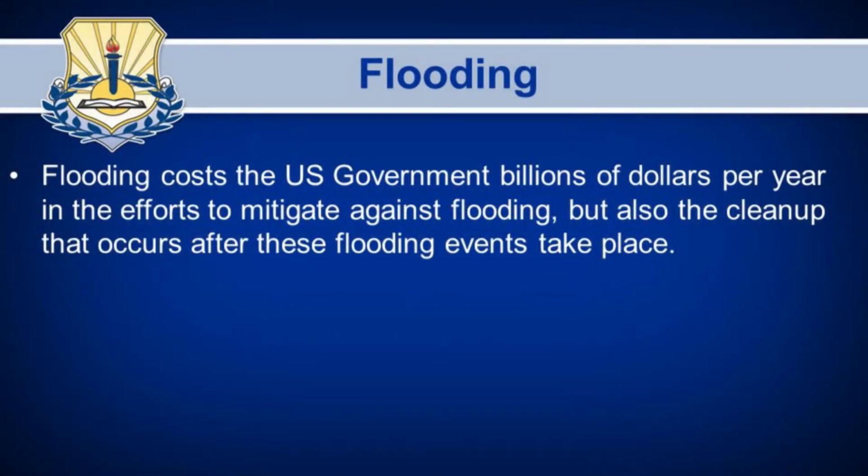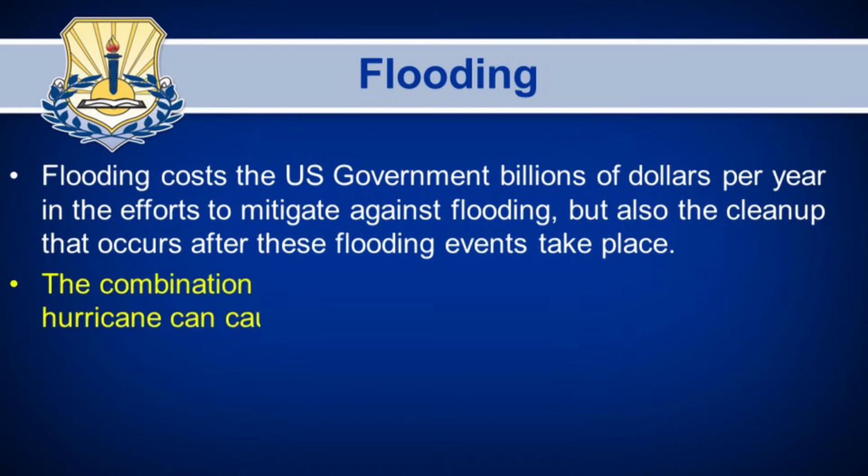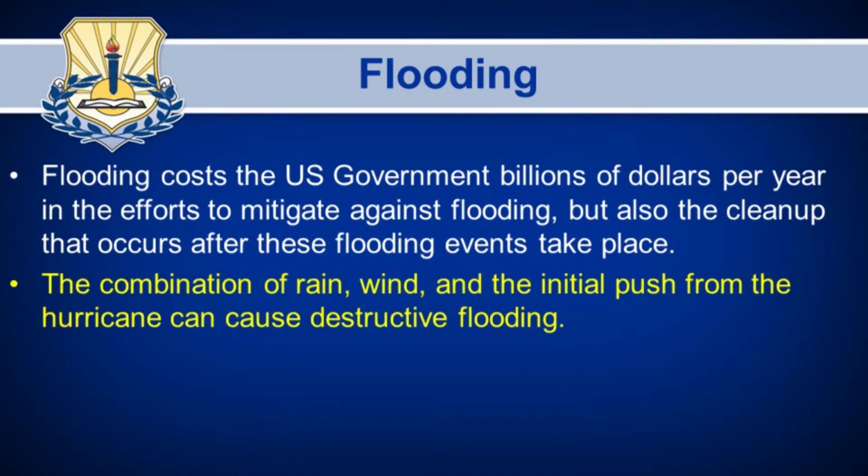But flooding occurs not only with just rain, but it's a combination of things. It's going to be a combination of wind, rain, the initial push perhaps from the hurricane approaching the coastal areas that is going to cause this type of destructive flooding. In a lot of instances, we don't expect this. It might be a microburst. What's a microburst? In essence, it's something that flashes up due to the conditions that are right in the area at the time.